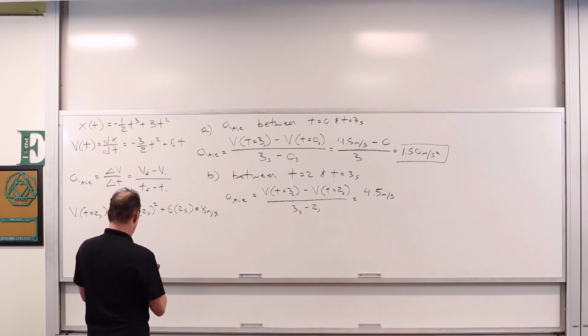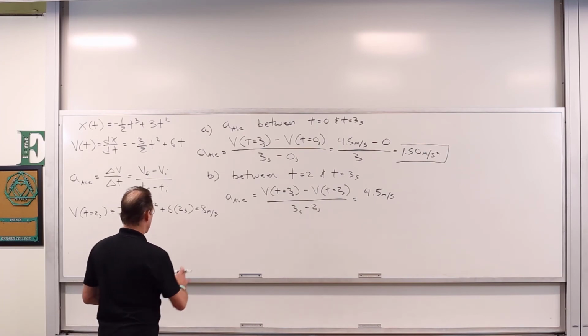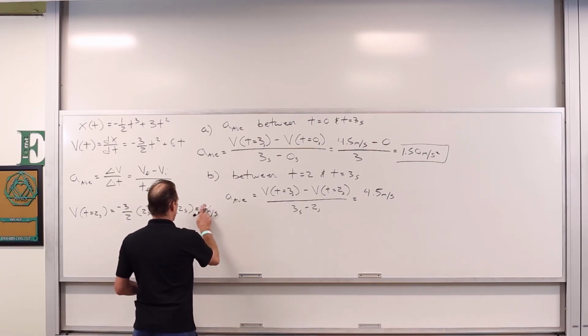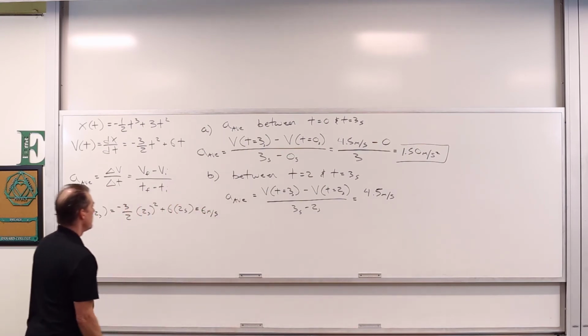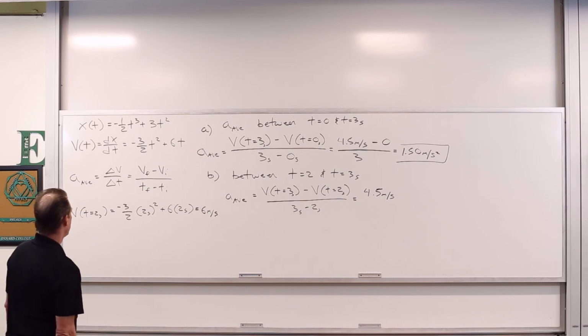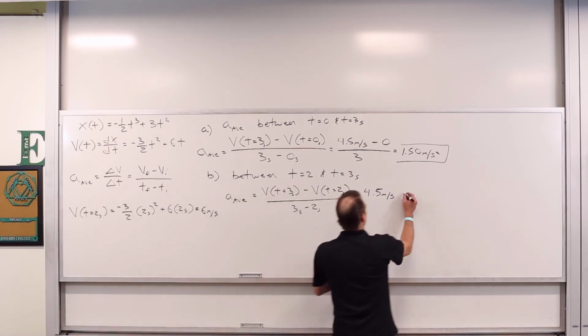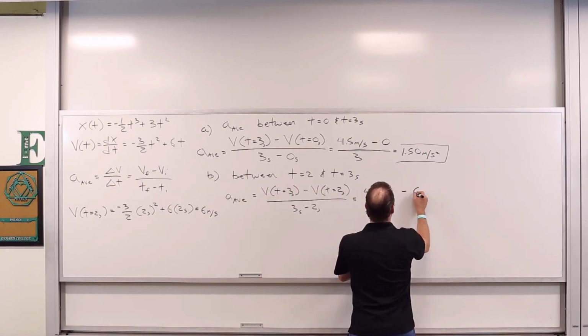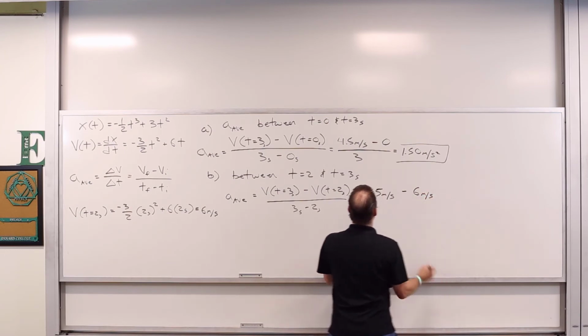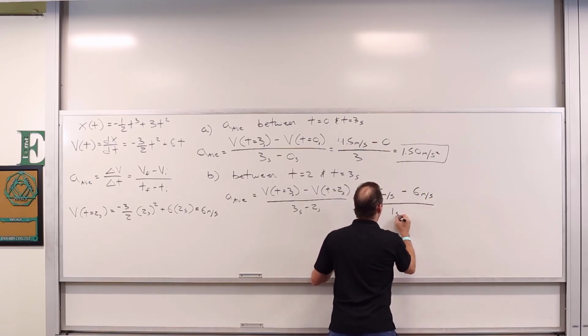12 minus 1.5 times 4, that's 6. 6 meters per second, excuse me. And yeah, that's okay. So we've got minus 6 meters per second divided by 1 second.